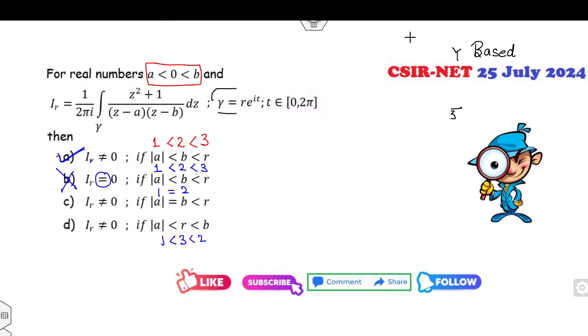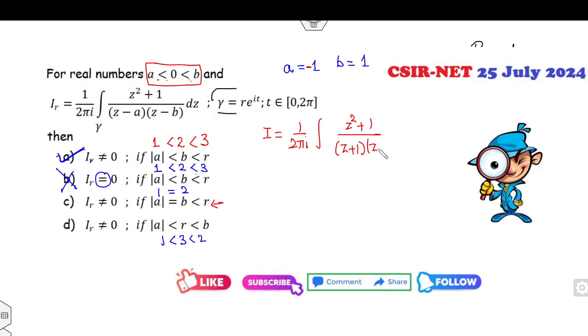Now we can choose other values of A and B. Look, A and B are the same. I can choose A is 1, B is equal to 1, but this condition is not satisfied. That means if I choose A is minus 1, B is equal to 1, then this case will be satisfied. Then what is the value of I? 1 over 2 pi iota, the integral of z square plus 1 over (z plus 1)(z minus 1). R I can choose as 2, or you can choose as 3 as well.